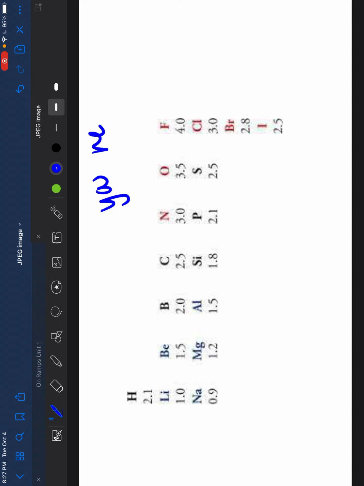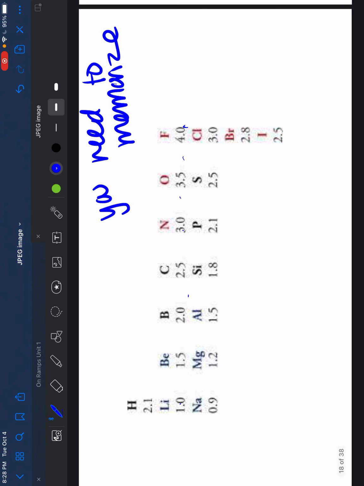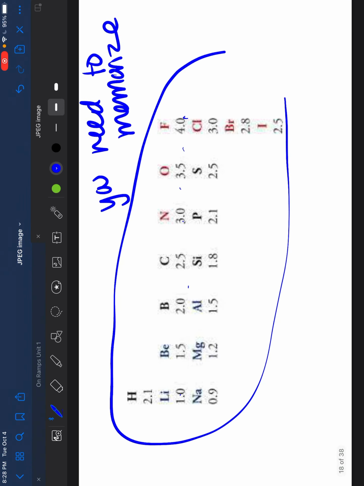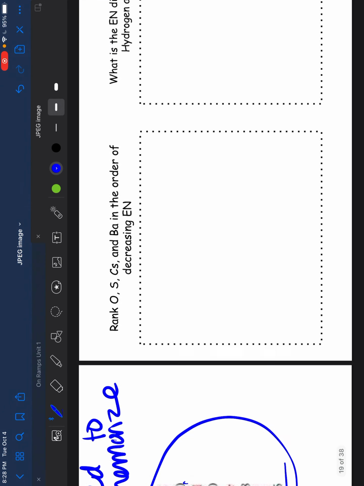These are some values that you have to memorize. And there's some tools to be able to memorize those. So if you do the second row, you start at 1, add 0.5 each time to get all the way to 4. Then memorizing 0.9, 1.2, finding little tricks to help you memorize. So you need to memorize all these electronegativity values.